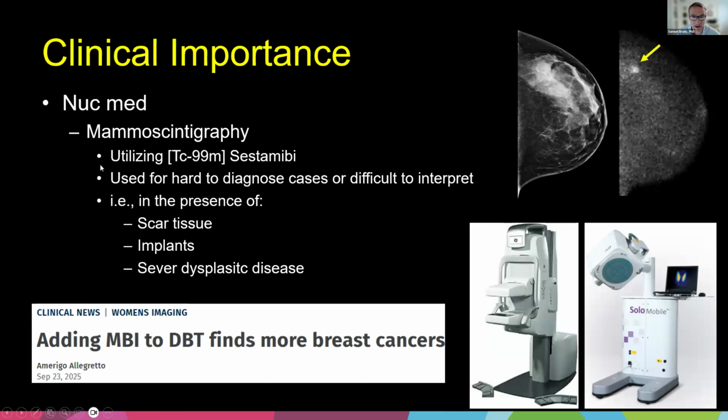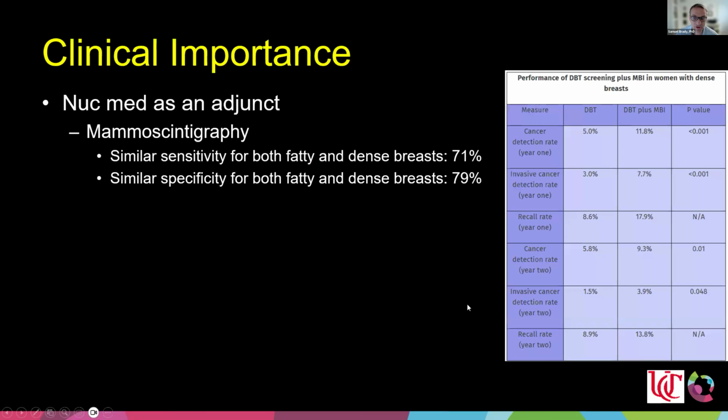Another adjunct to this is nuclear medicine. Nuclear medicine, so mammoscintigraphy, uses technetium sestamibi. This is oftentimes used for the most difficult cases to interpret, in the presence of scar tissue, implants, or severe dysplastic disease. And interestingly enough, just a couple of days ago, a publication was presented, though it's embargoed until it comes out, and we were able to review the results. It demonstrated the power of mammoscintigraphy as an adjunct to radiation-based or X-ray based mammography.